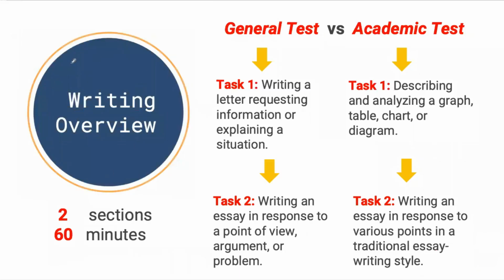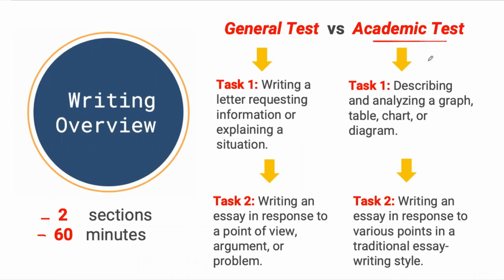First, I'm going to show you an overview between the general test and the academic test when it comes to writing. Now, they're quite different, but keep in mind that they both have two sections for a total of 60 minutes. Now, it's up to the test taker to differentiate the time, so it's best to spend less time on the first section and more time on the second section, at least for the academic test.